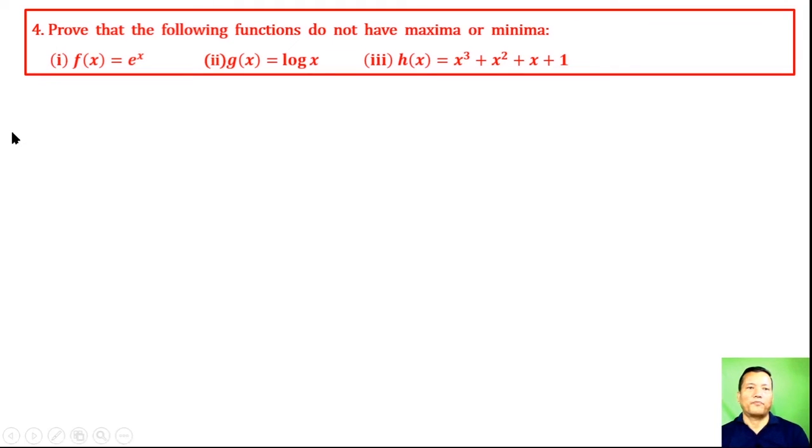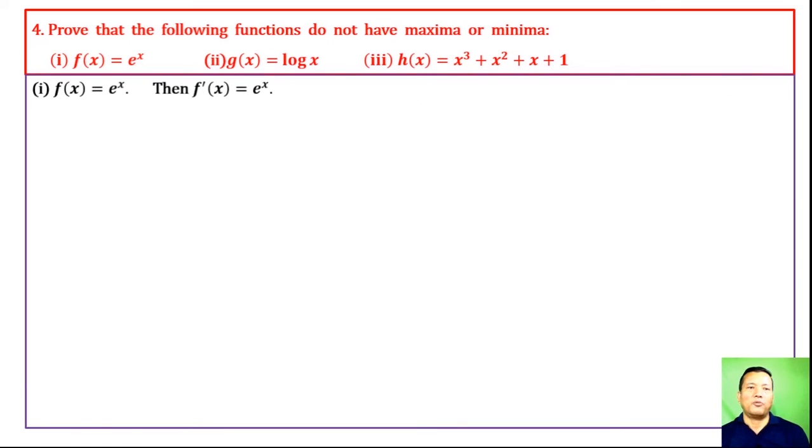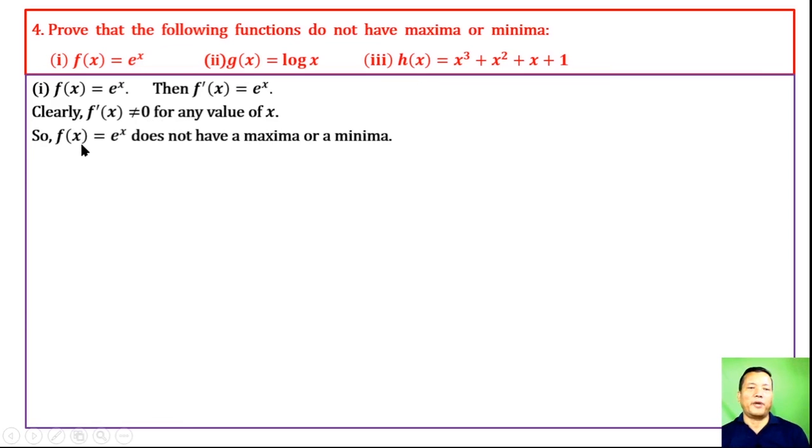Question number 4. Prove that the following functions do not have maxima or minima. Roman number 1. f(x) is e to the power x, its derivative, that is f'(x), is e to the power x. Clearly f'(x) does not equal 0 for any value of x. So f(x) equal to e to the power x does not have a maxima or a minima.